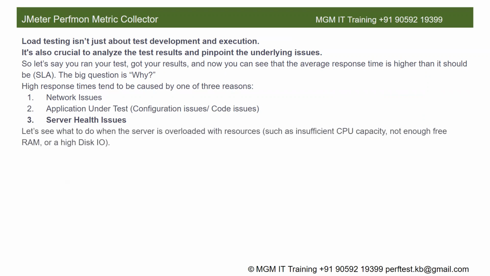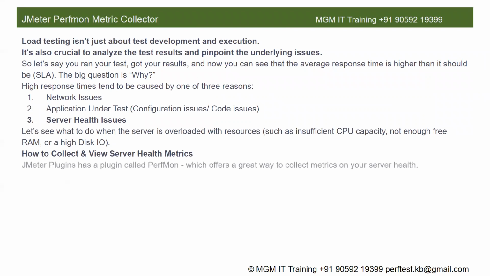Now let's see what to do when a server is overloaded with resources. Say, for example, you have insufficient CPU on any of the servers, on web, app, or DB servers, or you don't have enough free RAM on the servers, or there is high disk IO. First of all, how do you collect and view these server health metrics with the JMeter PerfMon plugin? JMeter-plugins.org provides a plugin called PerfMon, and these are the steps to configure that plugin.